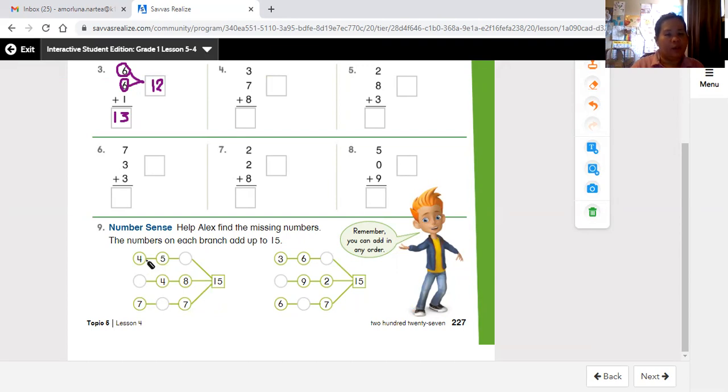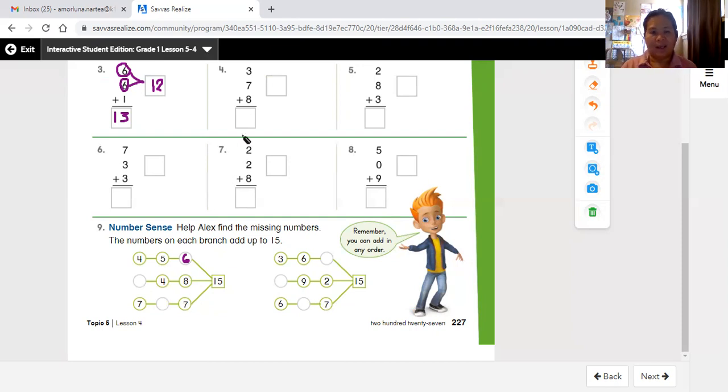I will help you with the first one. 4 and 5, if I add that, that is 9. Count more, or keep counting, to make it 15. 9, 10, 11, 12, 13, 14, 15. So I believe that is 6. Right? Can you answer the next one? I challenge you, boys and girls.